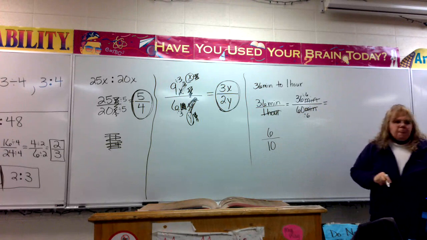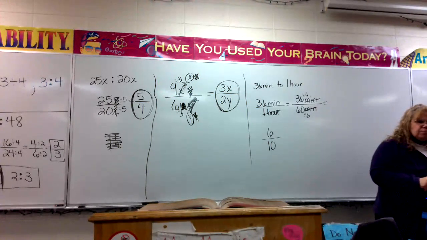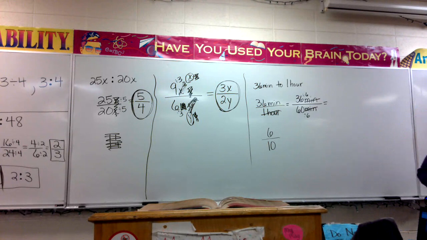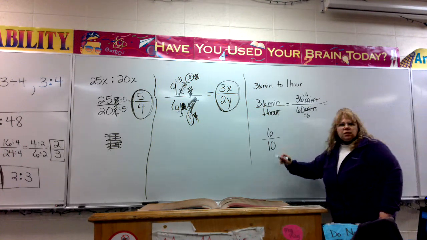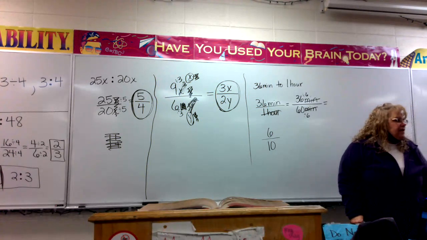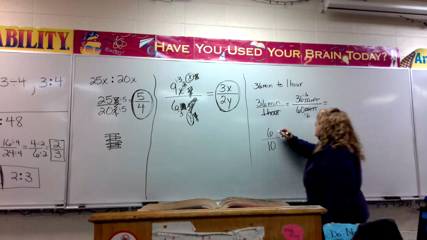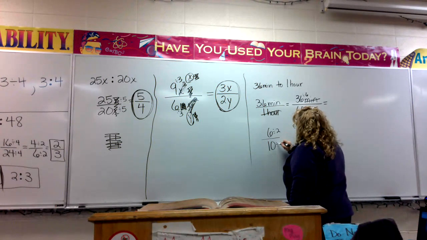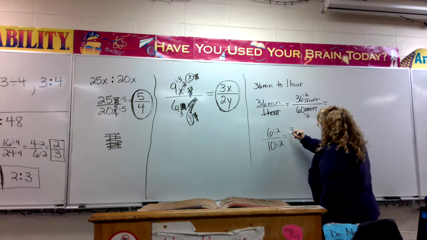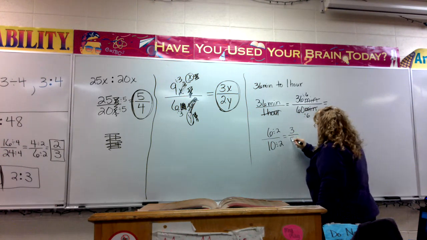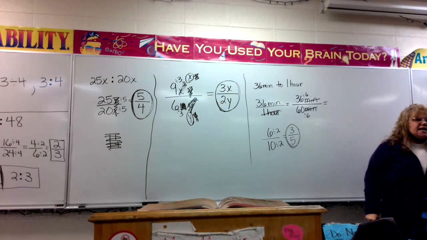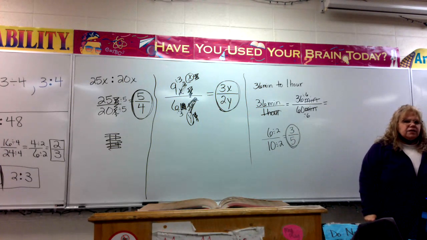Oh. Is it simplified? Donahue, is it simplified? No. What can I divide by? 2. Thank you for answering. Divide by 2. Divide by 2. So my simplified fraction, 6 divided by 2 is 3. 10 divided by 2 is? So the ratio of 3 to 5. Does that make sense?